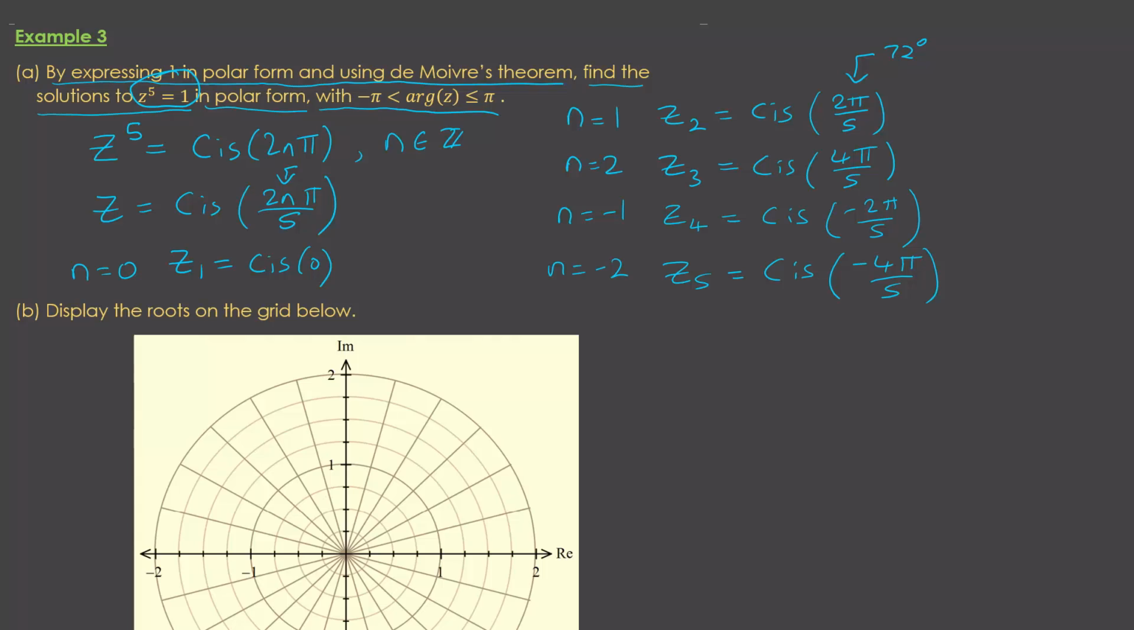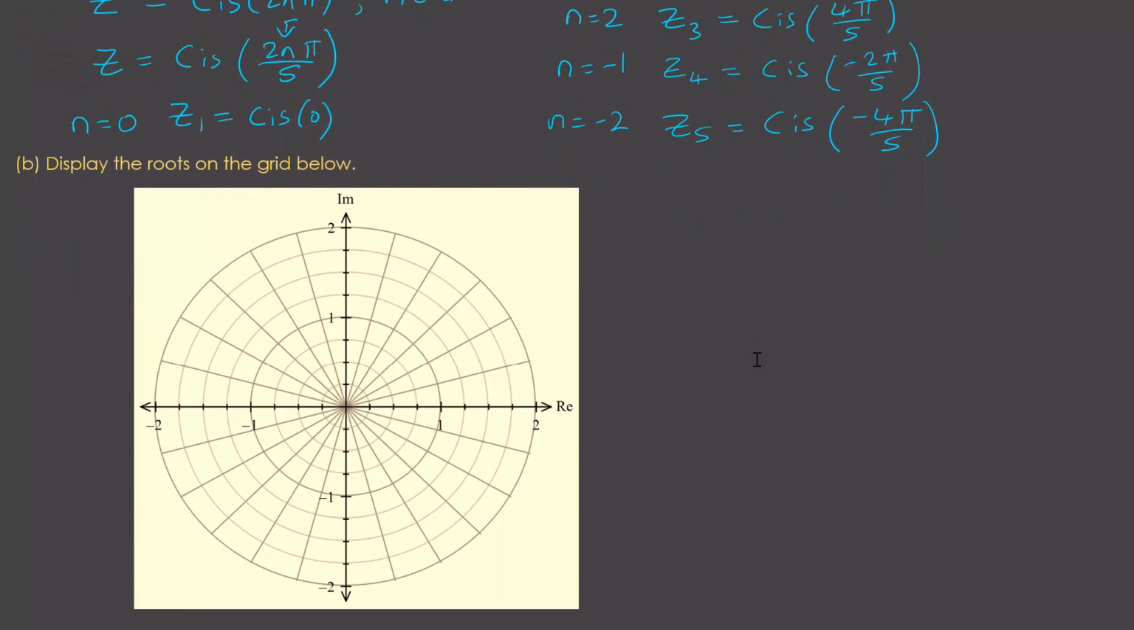Any other values will be repeats, but note that z to the 5 equals 1 only has one real solution, but now that we're working in complex numbers, it has 5 solutions, as we would expect.